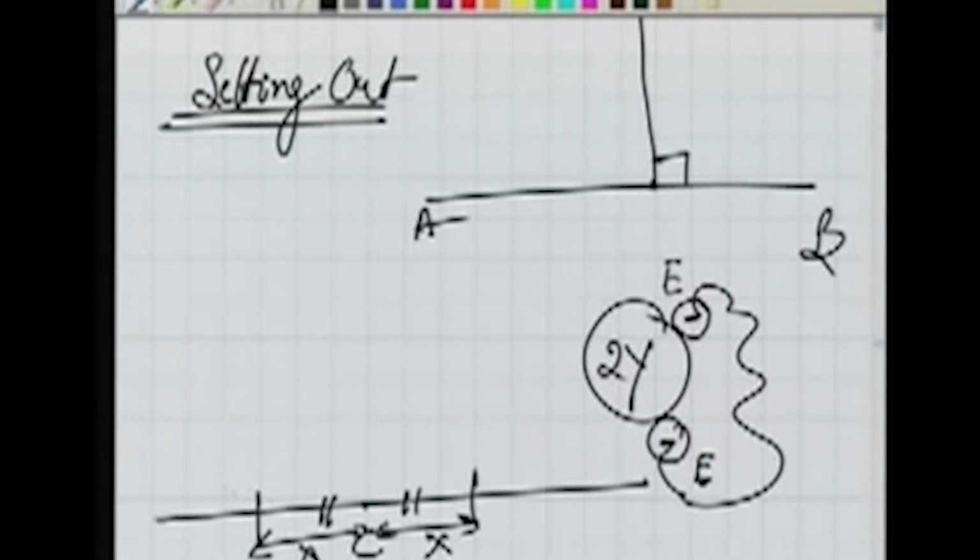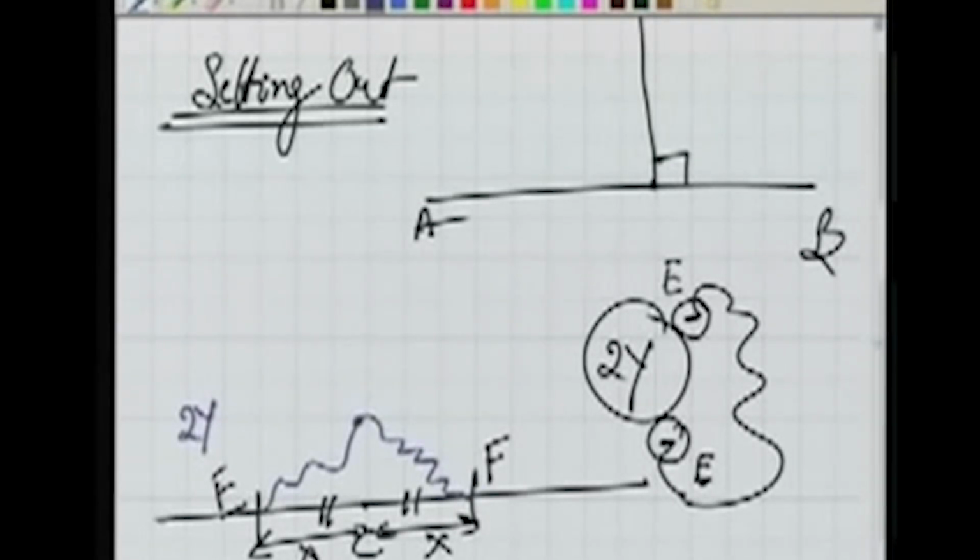I keep the E end of the tape here and the F end of the tape here. And that's my tape here. I'm just showing it by a different color. And you know the length of the tape is now 2y. I hold the tape from its middle distance, let's say at y, and then you stretch it.